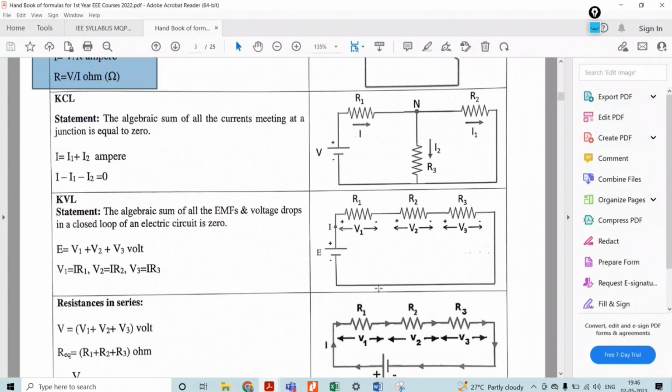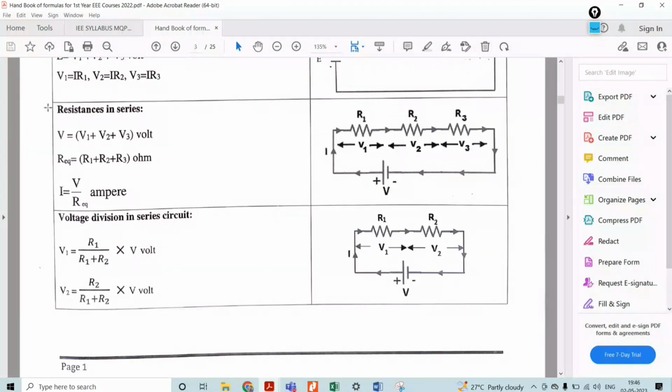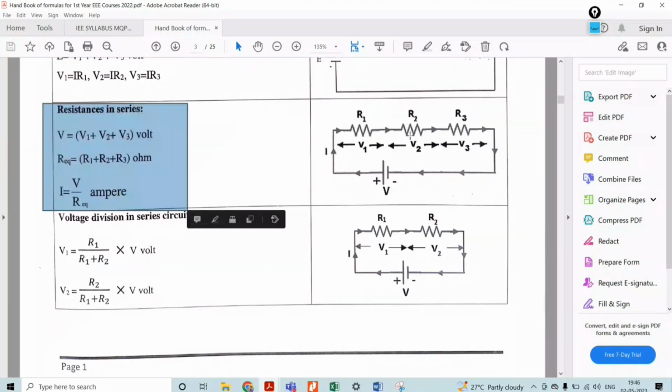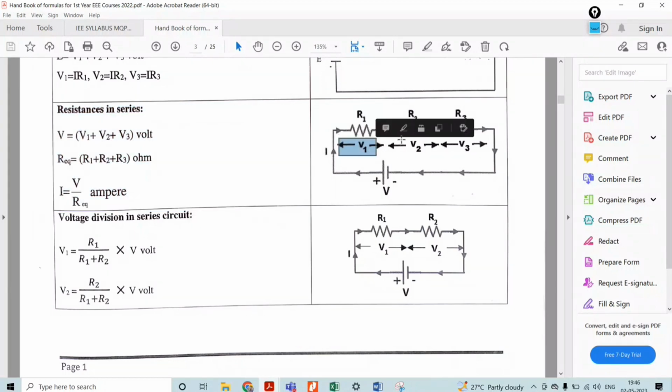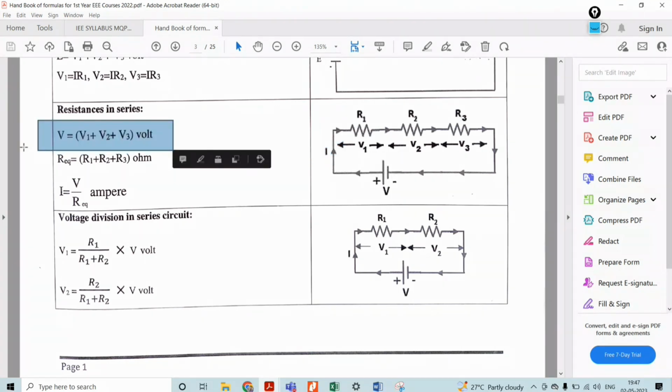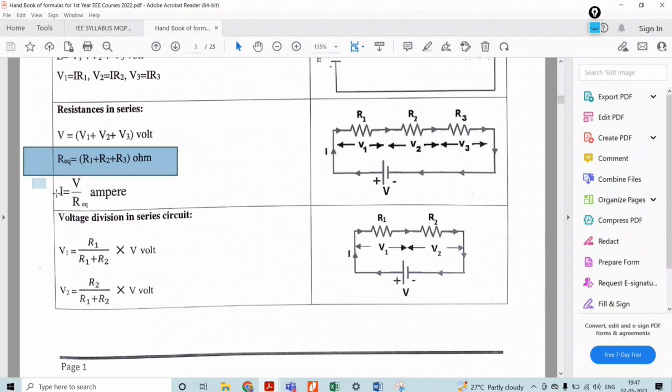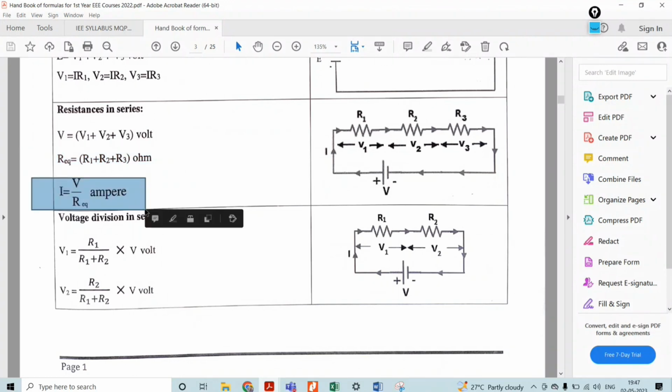Then the resistances in series. If resistances are connected in series, the voltage will be different across each resistance, that is the voltage drop, but the current will remain the same. The voltage equation, the resistance equation, and the current evaluation equation are provided. Similarly, whenever series resistances are connected, we consider two resistances connected in series.